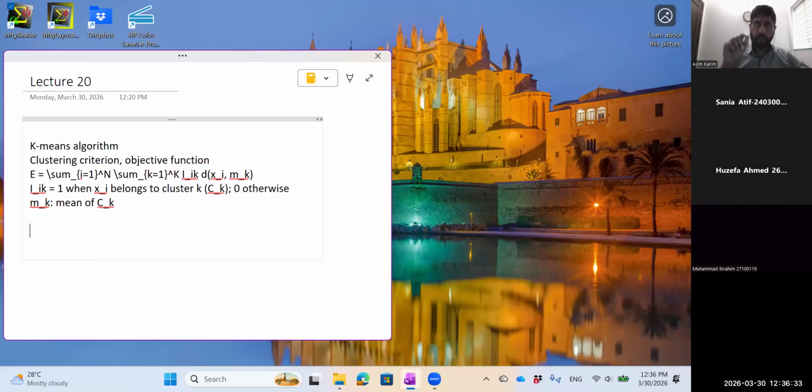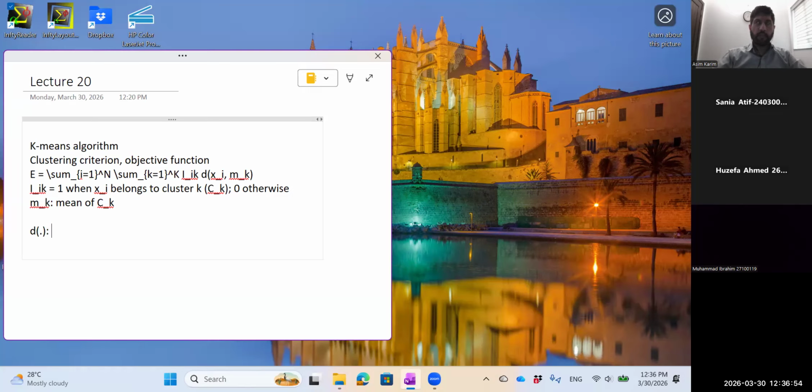And the mean is a point in space in general. So it is not necessary that it actually represents an object. It might be a point in space. It may not be an exact object. Okay? So that's one thing that you need to keep in mind. The other thing is you have the distance function d.